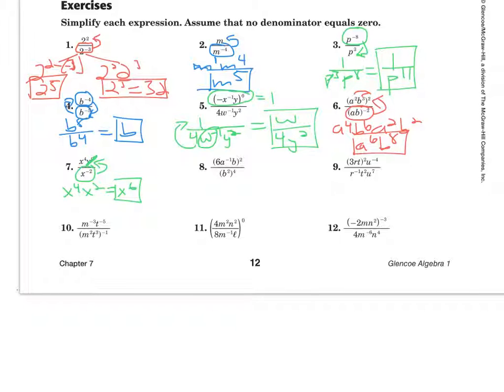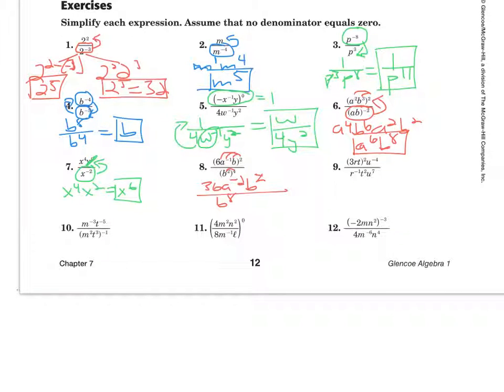Okay, number 8. The first thing I need to do is distribute the squared in and just do the power to a power on the bottom. So I've got 6 squared is 36. That's a very commonly missed piece of the puzzle. Make sure you do the 6 squared. Then a to the negative 1 times 2 power is a to the negative 2 power. And then b to the 1 times 2 power is b squared, over b to the 8th.